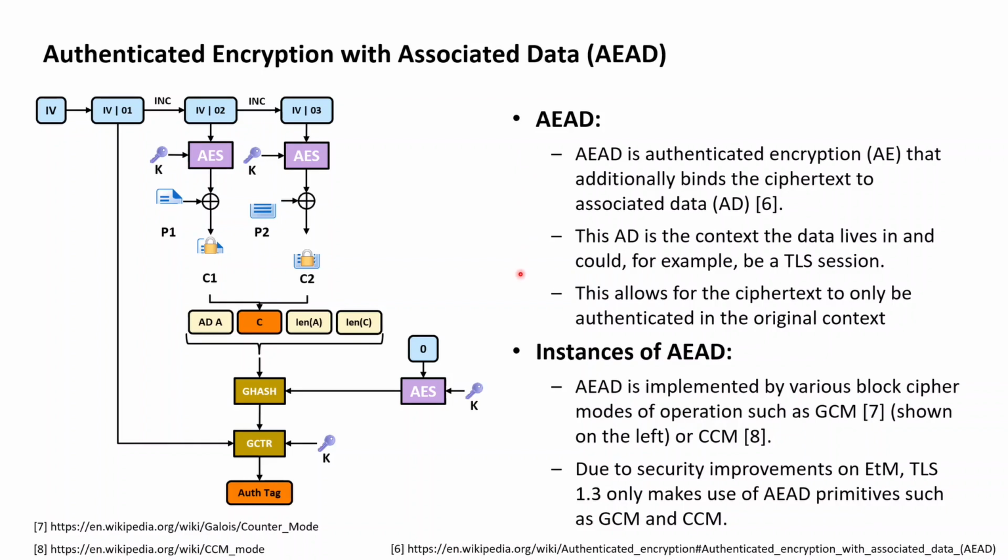Authenticated encryption with associated data is now provided by various block cipher modes of operation, with two of the most famous and widespread being the Galois counter mode, GCM, and the counter with CBC-MAC mode, CCM.